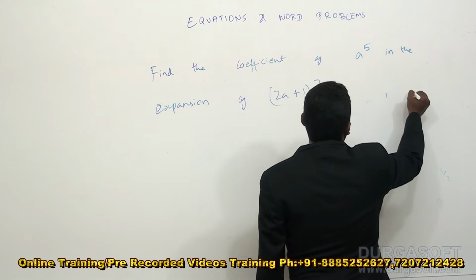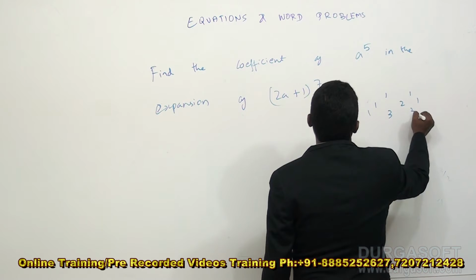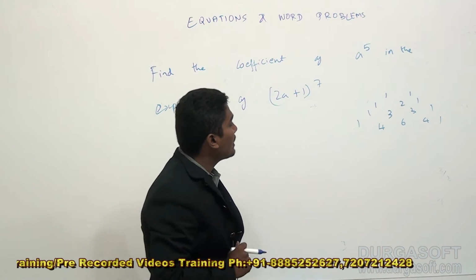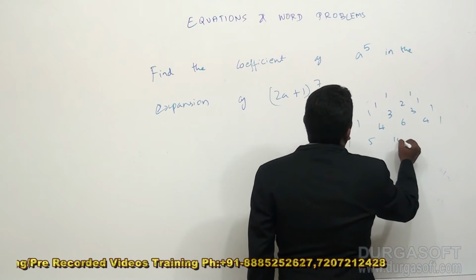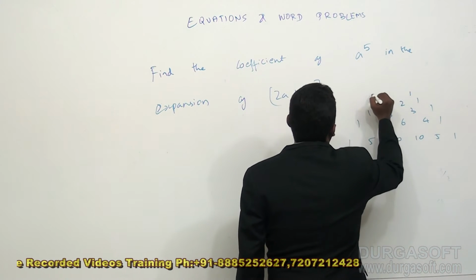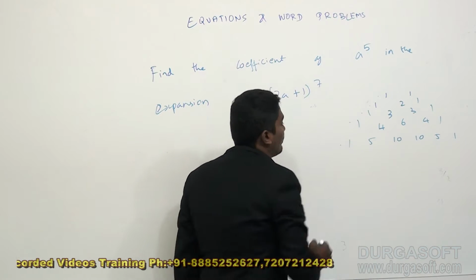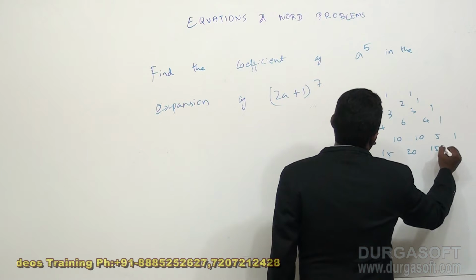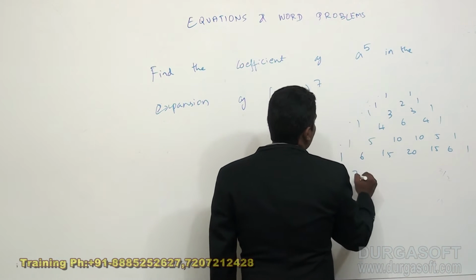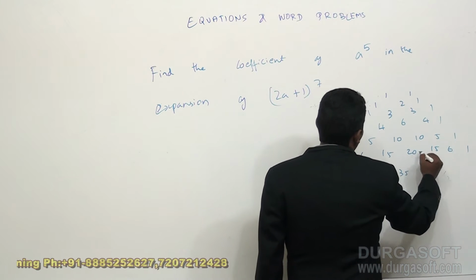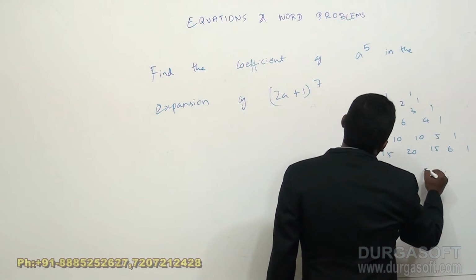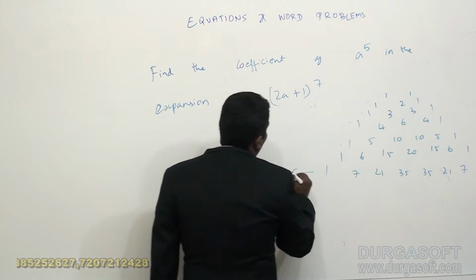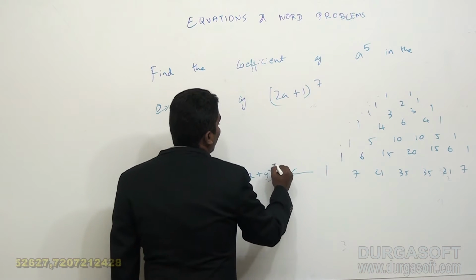So 1; 1 1; 1 2 1; 1 3 3 1; 1 4 6 4 1. I hope everyone remembers this Pascal triangle. Then 1 5 10 10 5 1. These correspond to power 1, power 2, power 3, power 4, power 5. I will need to go till power 7. So 1 6 15 20 15 6 1, then 1 7 21 35, again 20 plus 15 is 35, 35 21 7 1. So this row corresponds to (x plus y) to the whole power 7.